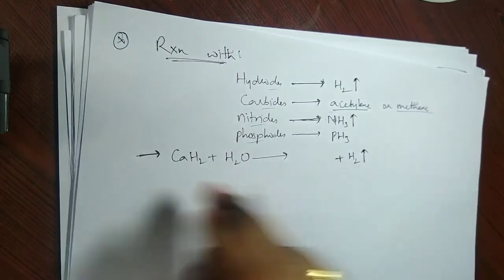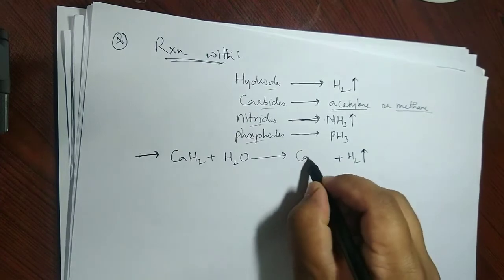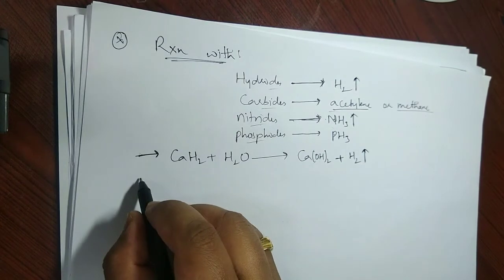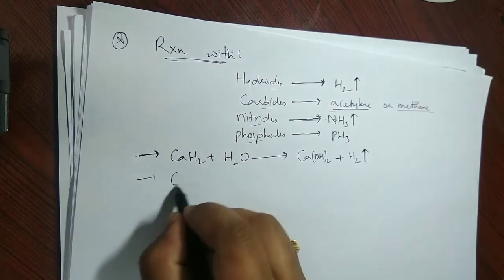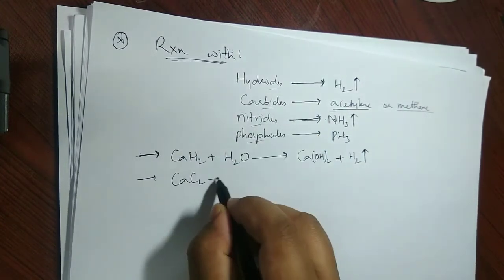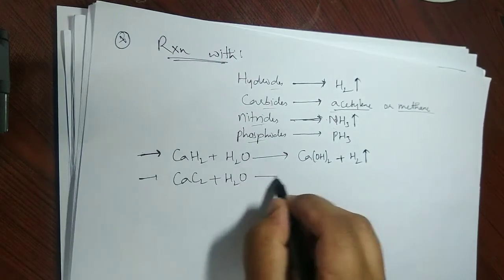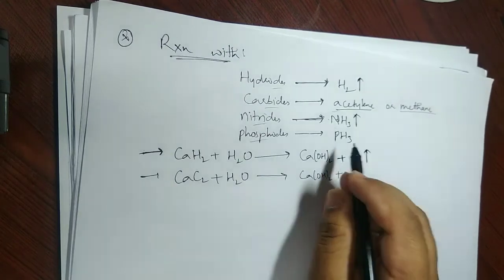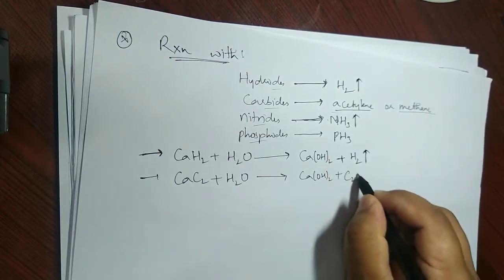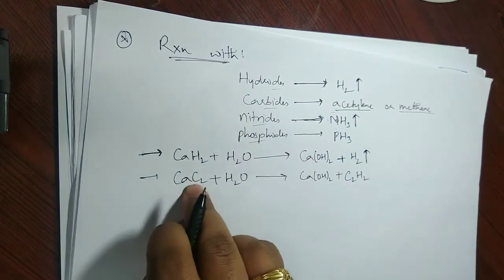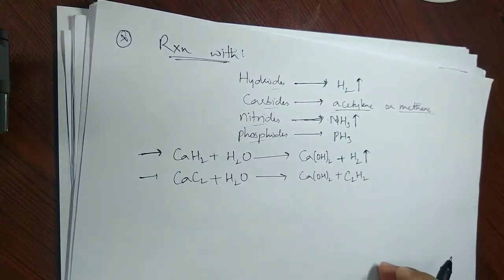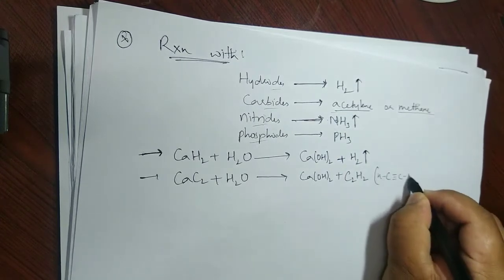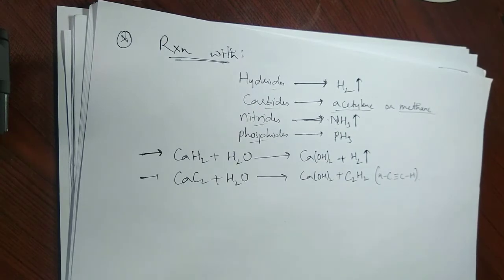So H2 gas, and this calcium will be forming our calcium hydroxide. Okay, then if I write another reaction, taking calcium carbide now, with H2O, Ca(OH)2 plus, what is the other product that I should get? Acetylene, that is C2H2. Okay, this is ethyne. Fine.